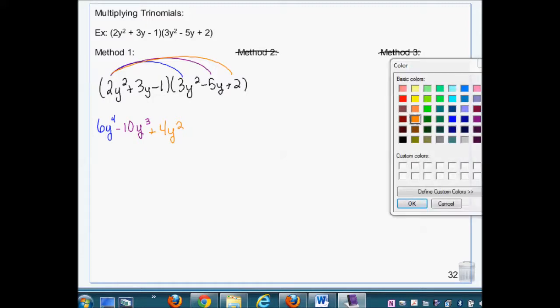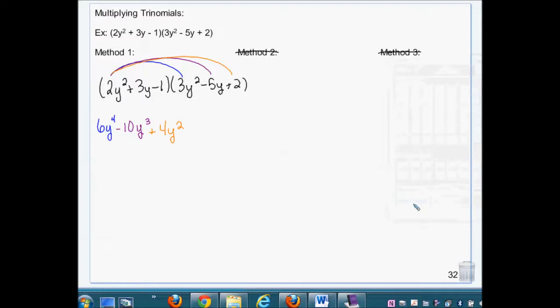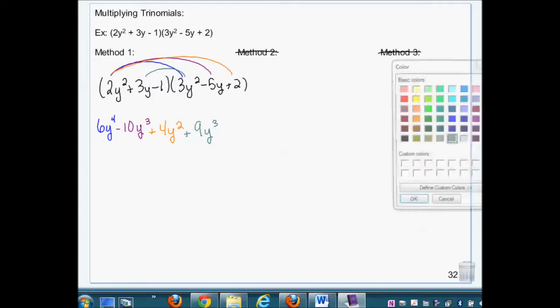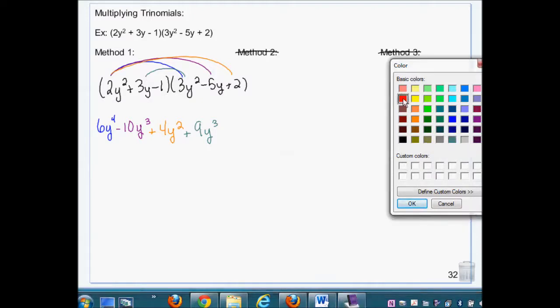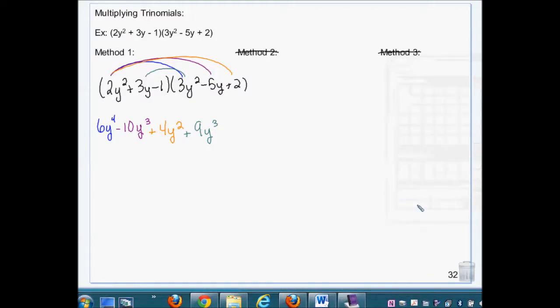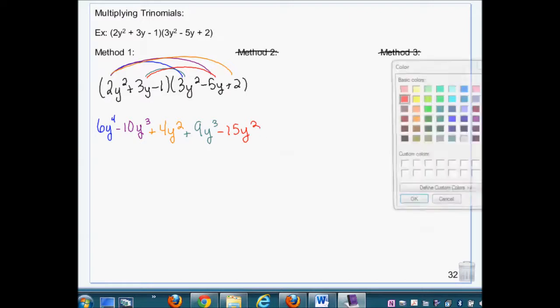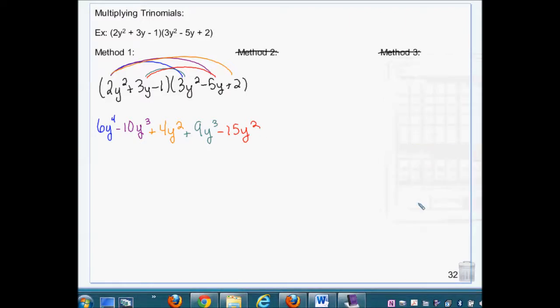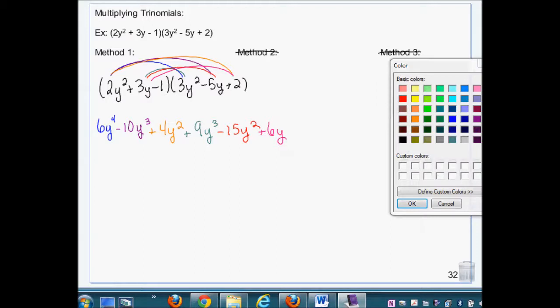It's kind of like a negative distribution. 3y times 3y squared gives me 9y to the 3rd. Everyone gets a piece. 3y times negative 5y gives me negative 15y squared. 3y times 2 gives me 6y. Good. We're not done yet.